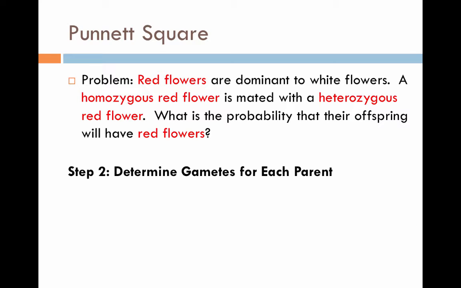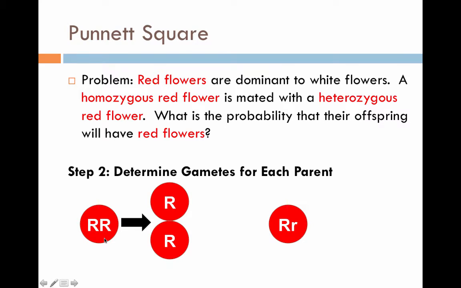Step 2, determine the gametes for each parent. So if flower 1 is big R, big R, when it separates in meiosis, there's going to be a big R in one gamete and a big R in the other gamete. Flower 2 is big R, little r. When it separates in meiosis, a big R will go into one gamete, a little r will go into the other gamete. This is the law of segregation. It just means that alleles separate from each other during meiosis.